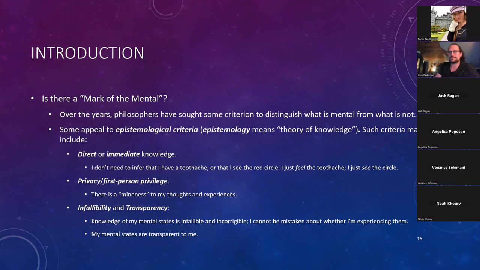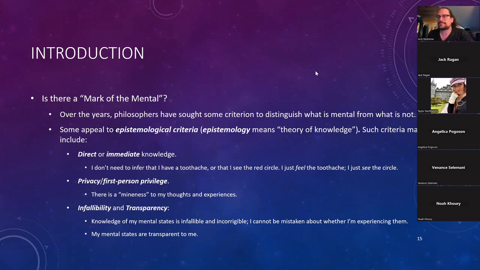Taylor, go ahead. Yeah, just in context of privacy or first person privilege, this one reminds me a lot of mental health, when people talk about how there's a mindness to their thoughts and experiences. I guess when they're trying to not convince others, but educate others on something that they're going through, they're trying to open up that first person privilege and share with someone. So that one reminded me of that.